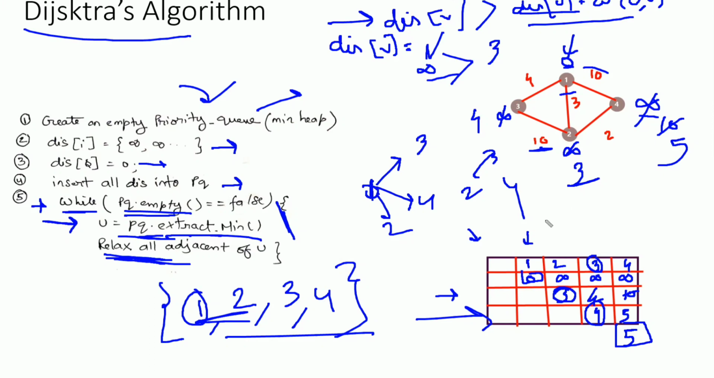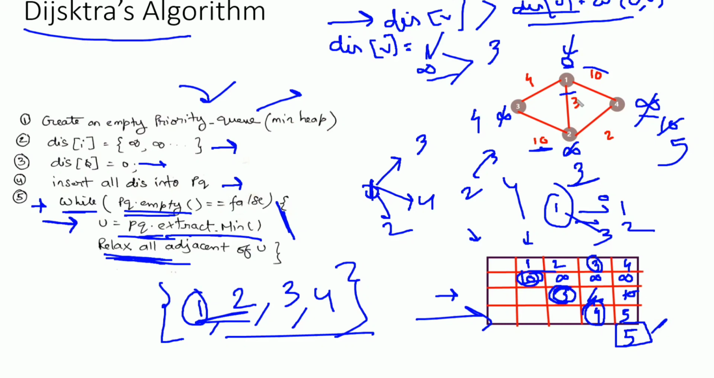So from vertex 1 to 1, the minimum value is 0. From vertex 1 to 2, the shortest distance is 3. From vertex 1 to 3, the shortest distance is 4. And from vertex 1 to 4, the shortest distance is 5.